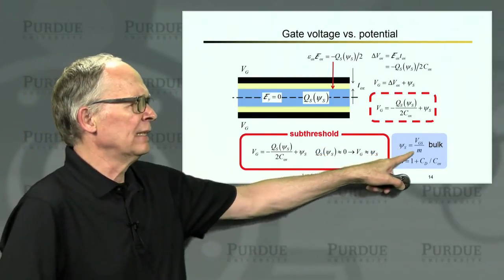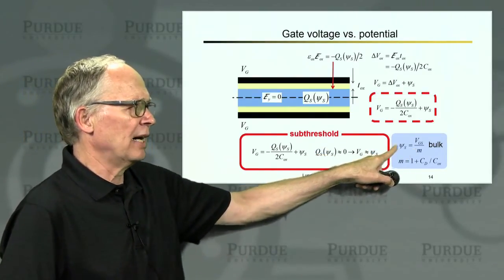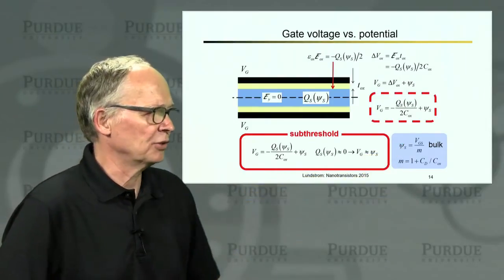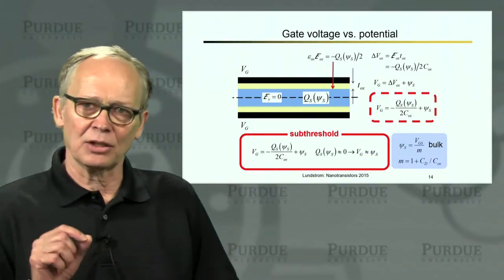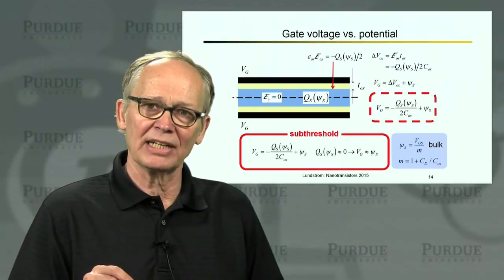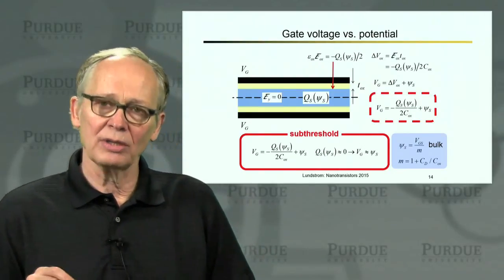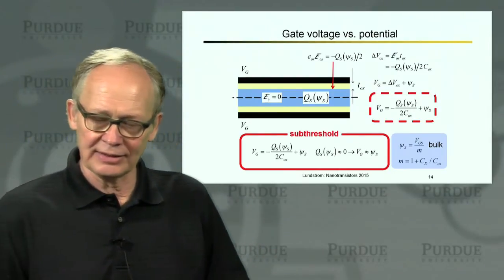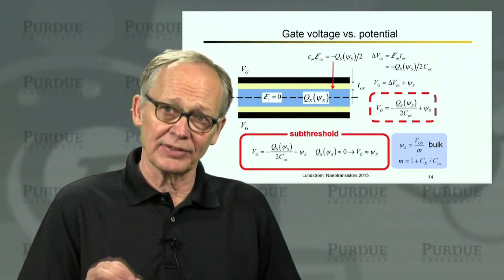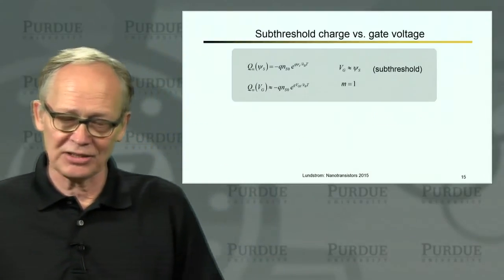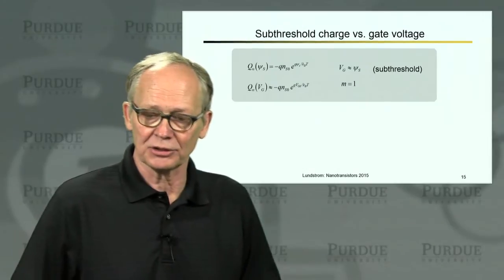Remember, in the bulk, some fraction of the gate voltage got in and changed the surface potential. In this case, the quantity M, which determines that fraction, is 1. So all of the gate voltage gets in and modifies the surface potential. That is a significant difference, and one that is actually very advantageous for this structure.